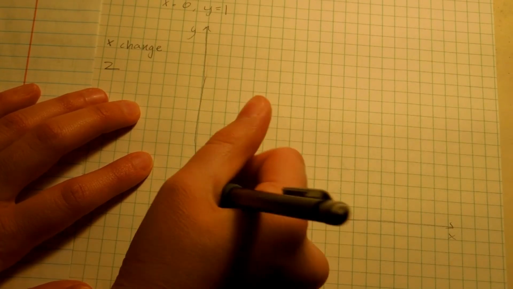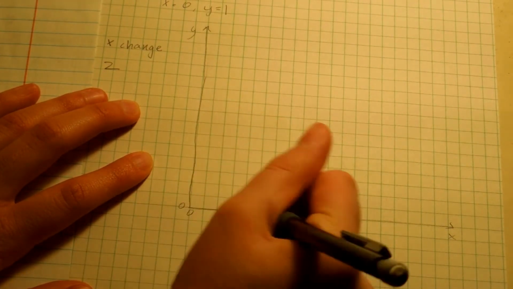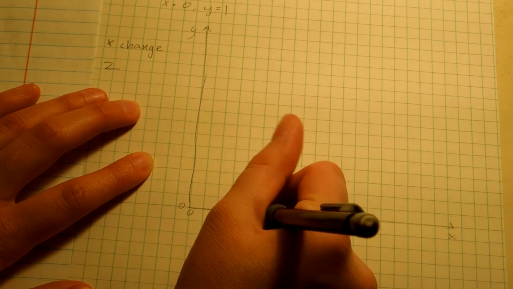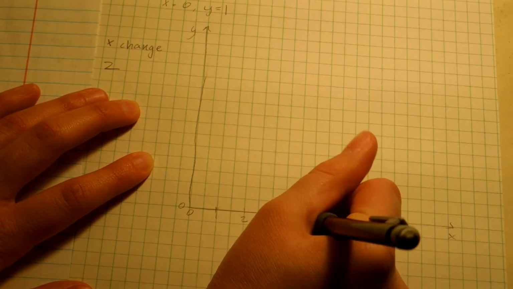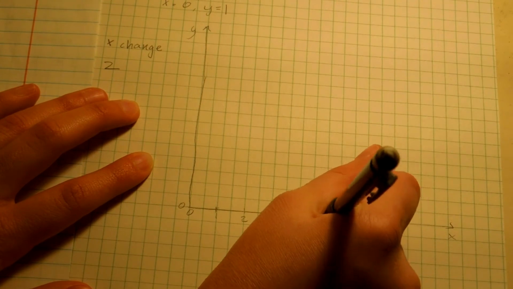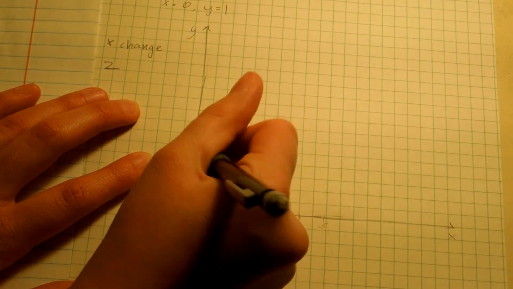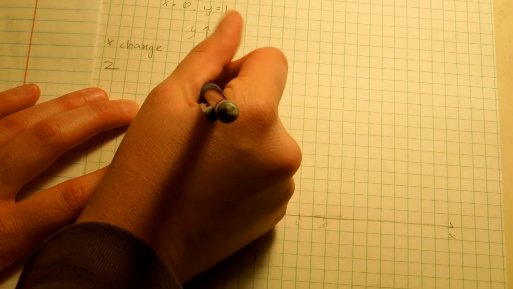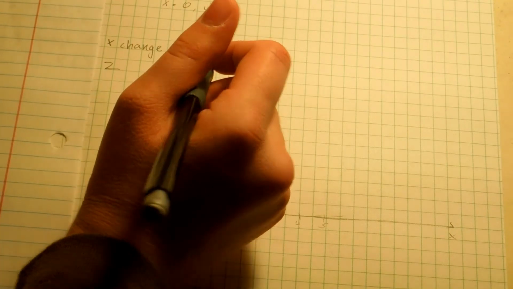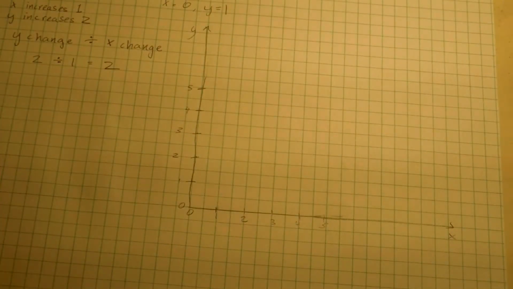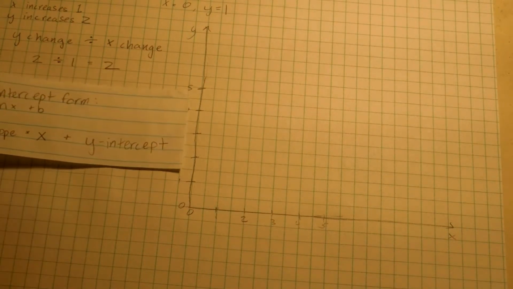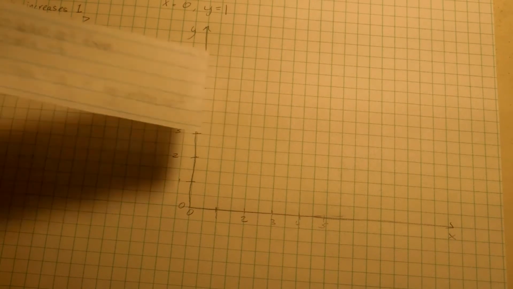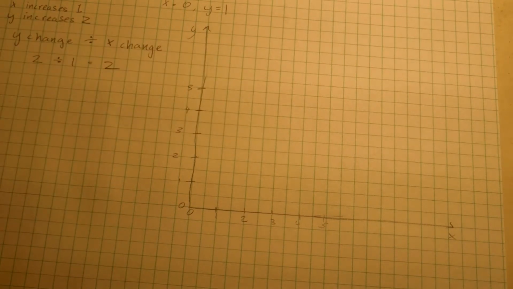Now I have to add in the numbers, so 0 here, 0 here, 1, 2, 3, 4, 5. Do that over here. 1, 2, 3, 4, 5. Okay. For graphing y equals mx plus b, which is the form that we have, all you need to do is find the b or y-intercept, and then you can graph the rest.